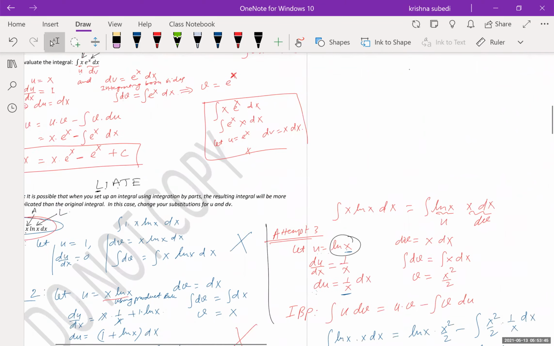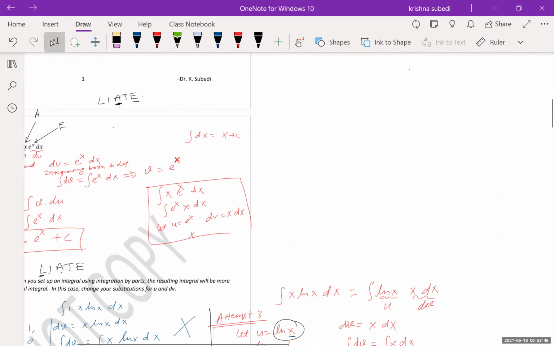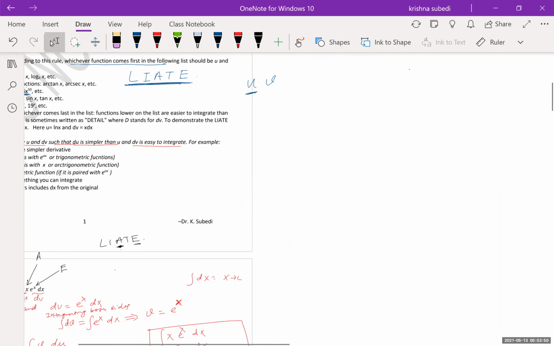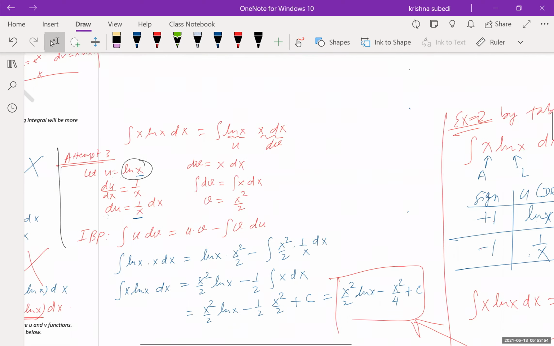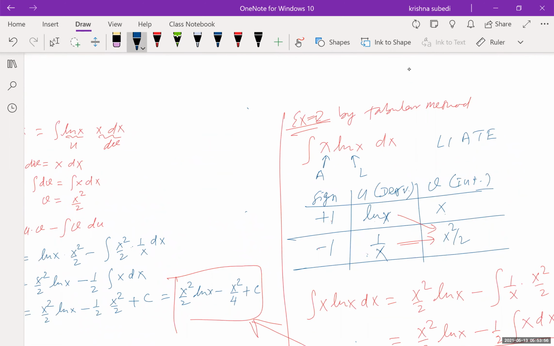For example, let me just recap. For example 2, when we differentiate, the function changes. It was a logarithmic function, and when we differentiate, it changes into a different type of function. It is no more a logarithm. So if that is the case, you can stop there. So that's the second thing that you need to remember.